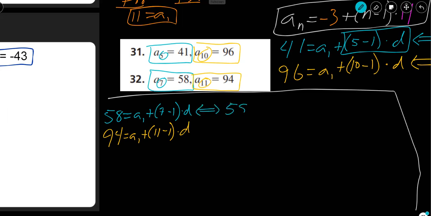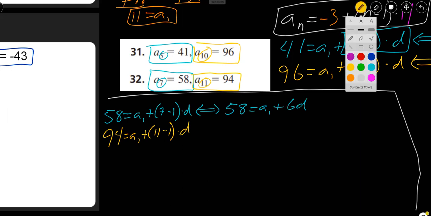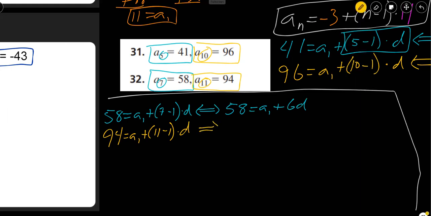So I've got 58 equals A1, 7 minus 1 becomes 6. And 6 times d is just going to be 6d. Yellow equation, same thing is going to happen. We're going to have 94 equals A1 plus 11 minus 1 is 10d. Now I'm ready to do my system of equations.